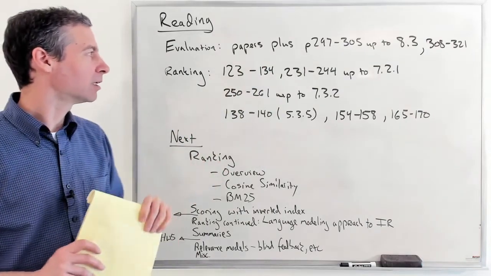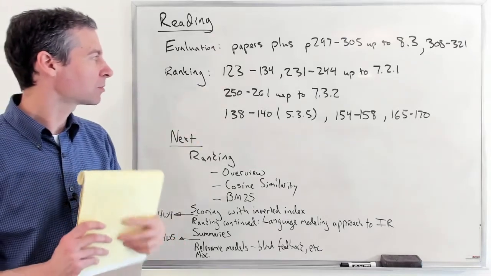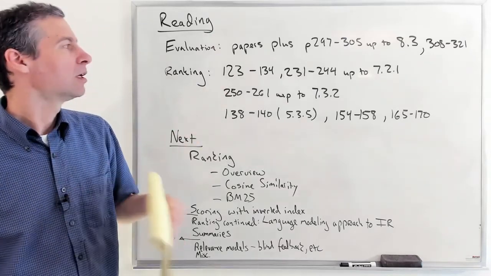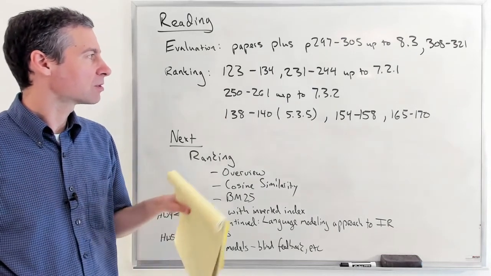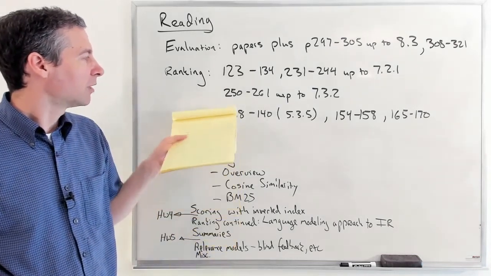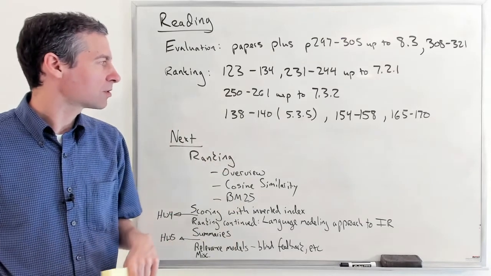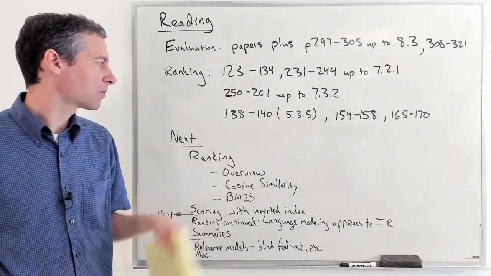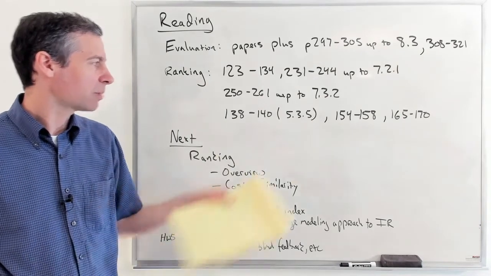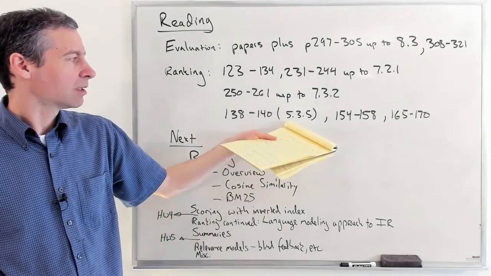All right, so we've got pages 123 to 134, then 231 to 244. That takes you through section 7.2.1. And then pages 250 to 261 up to 7.3.2. Then pages 138 to 140. That gets you back. Now we're back in section 5.